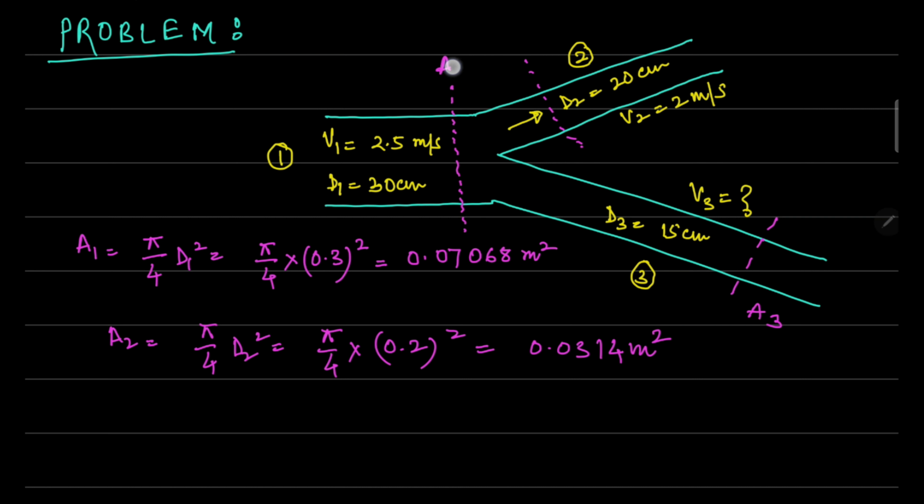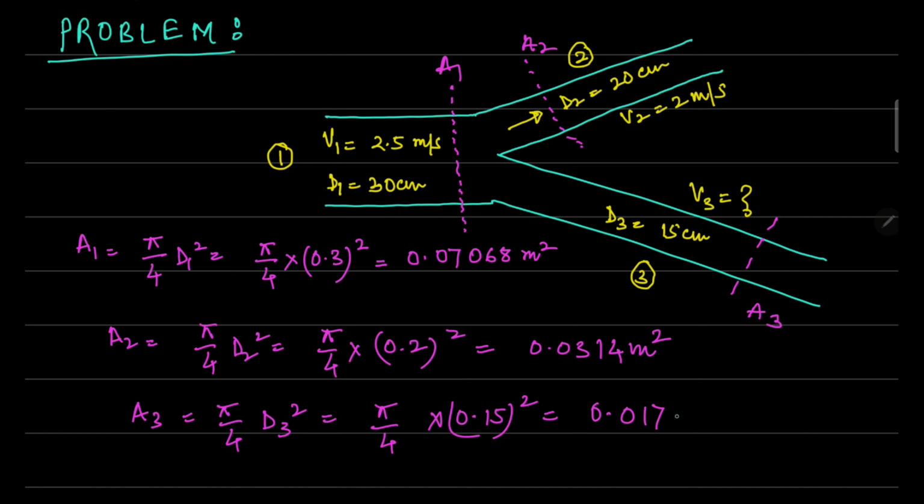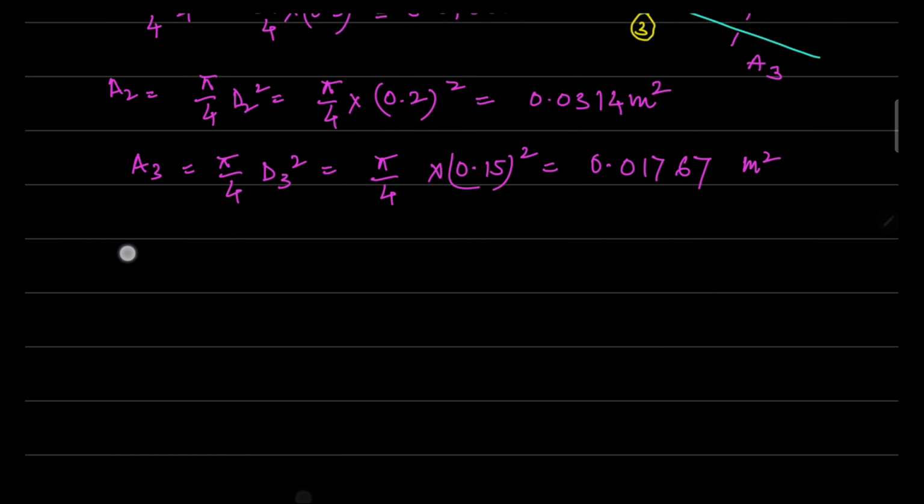And this is your cross section A3. This is A1, A2, A3. Similarly, A3 is pi by 4 D3 square, and that is pi by 4 multiplied by 0.15 square. That comes out to be 0.01767 meter square.